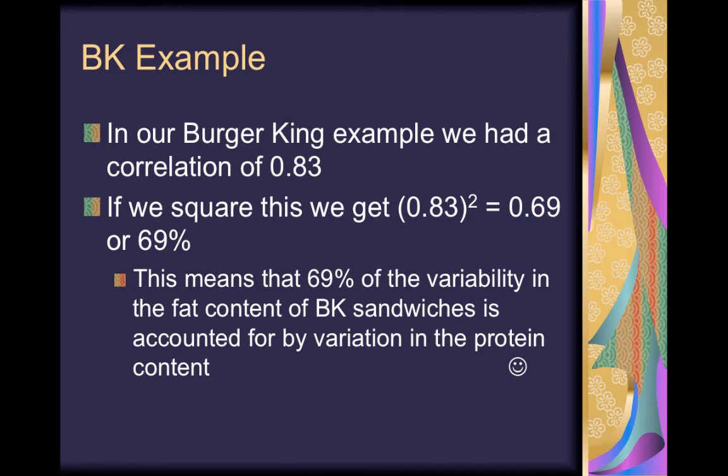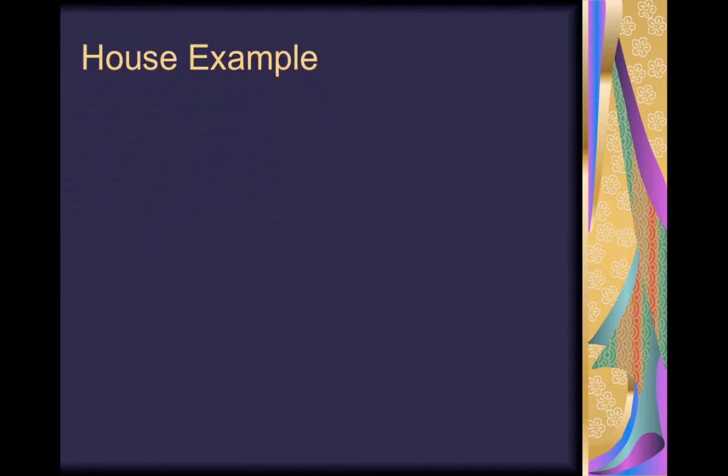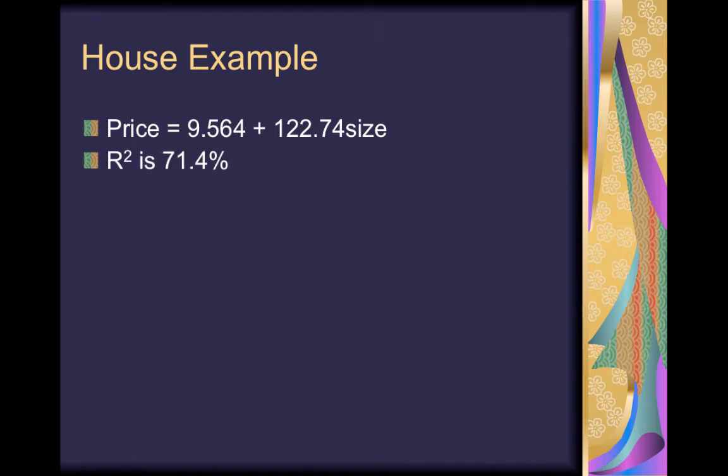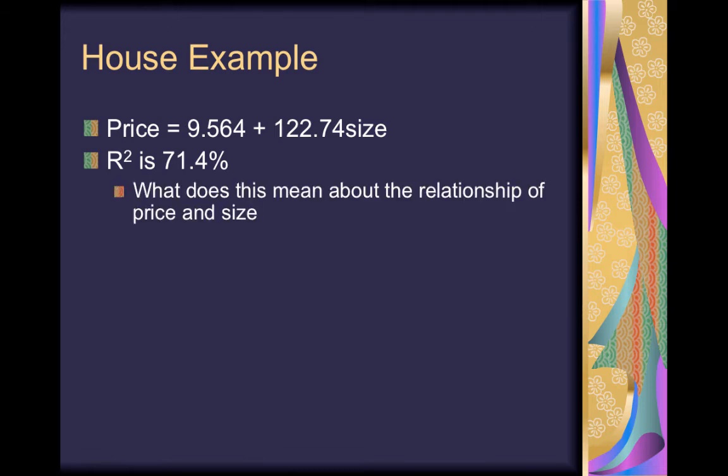So let's try another example. Going back to the house example. So our house equation was predicted price. That price should have a hat on it, I'm sorry. But the predicted price is equal to 0.9564 plus 122.74 times the size. We end up getting an r squared value of 71.4%. So what does this mean about the relationship of price and size?